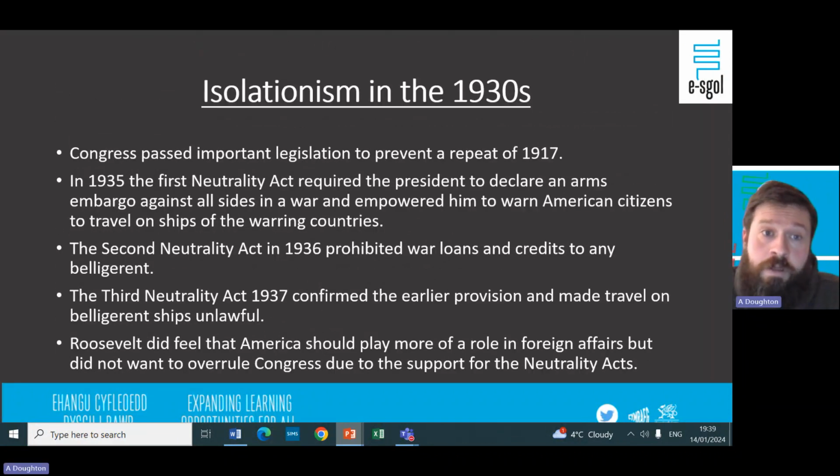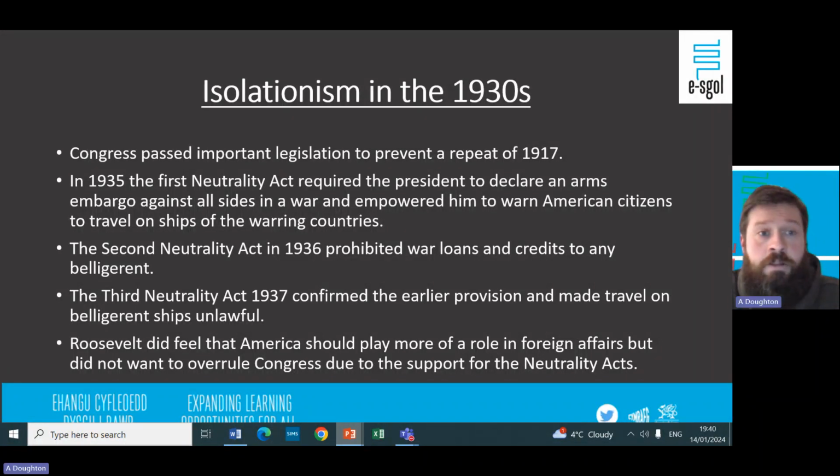Now, in the 1930s, Congress were more explicit in this idea of staying isolationist. So they introduced a number of neutrality acts. Now, Roosevelt is now president. He wants to have a better relationship with Britain. However, he knows public opinion and Congress were against this. They saw the tensions in Europe in the 1930s, so they wanted to avoid getting involved.